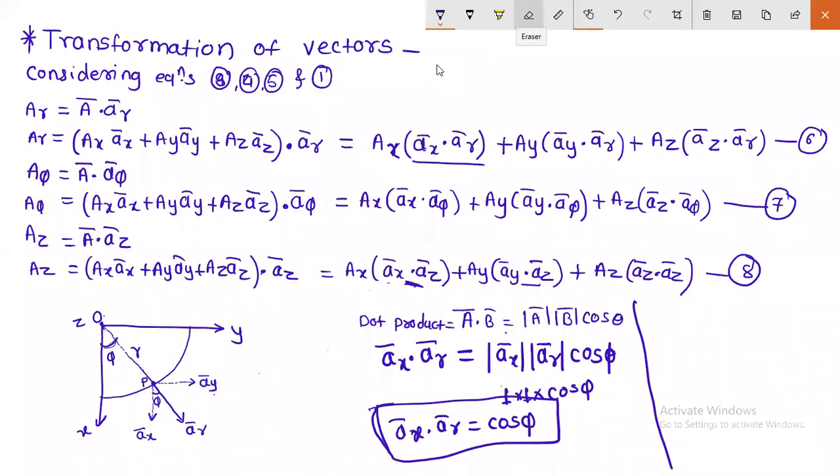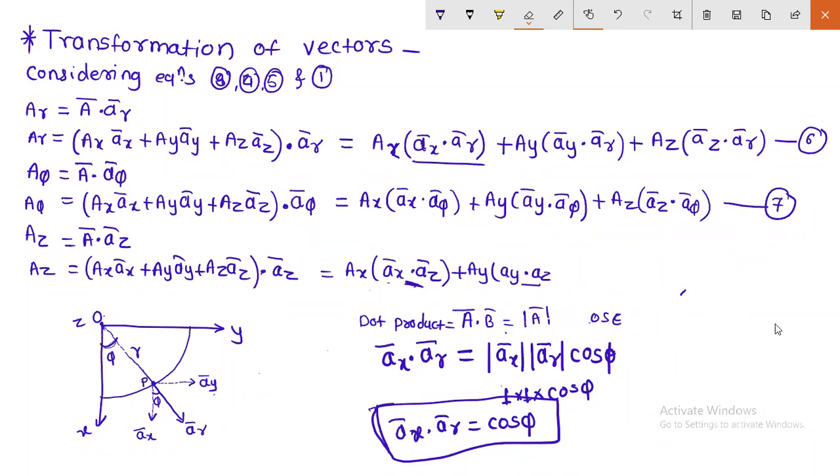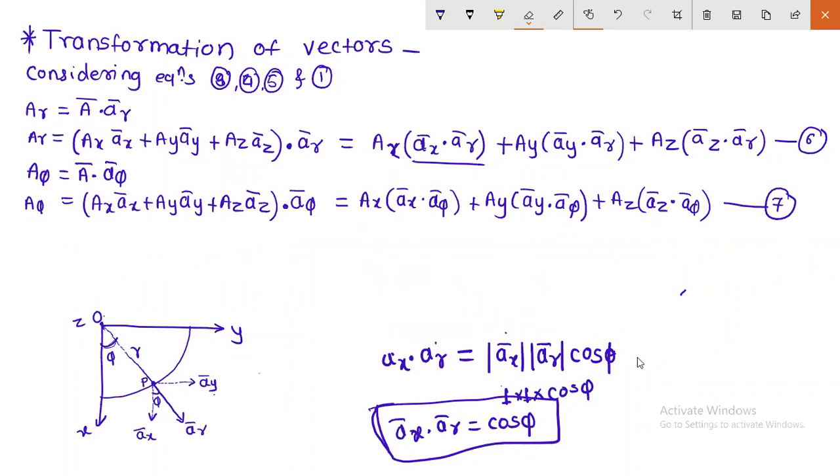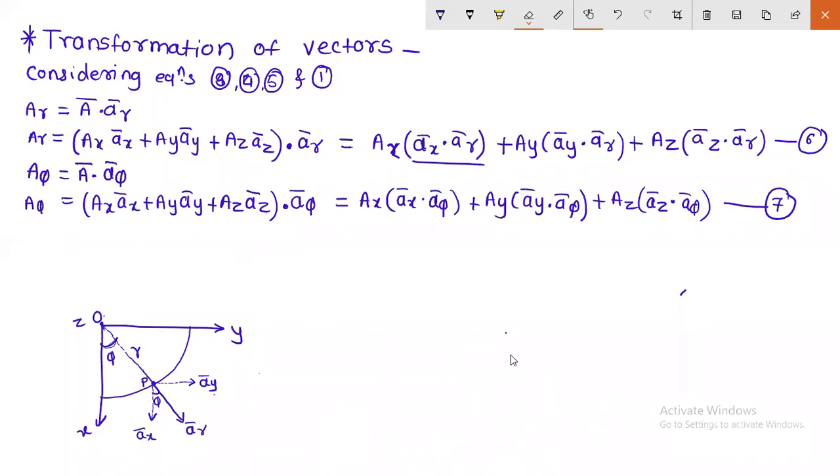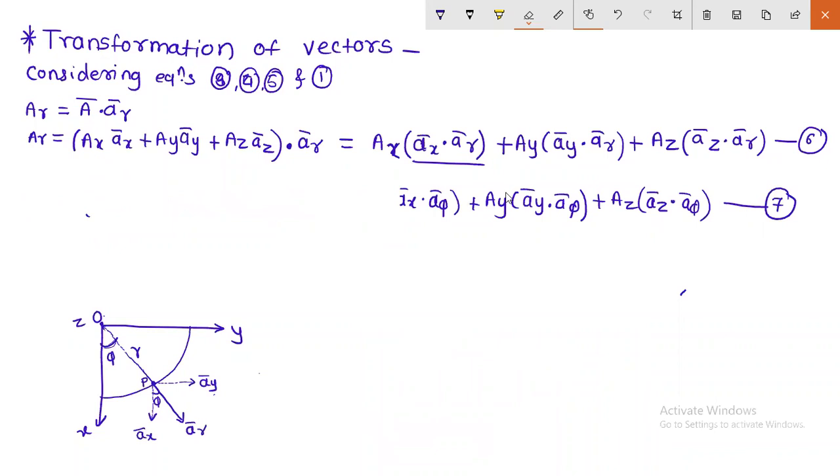Okay, so I'll erase some part. I hope everybody noted this also. I'll keep only the diagram here.